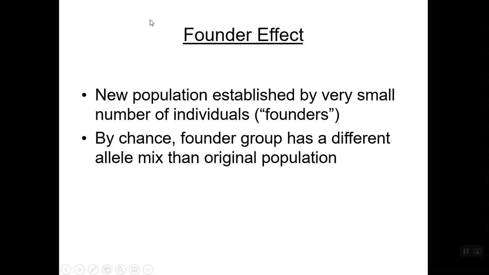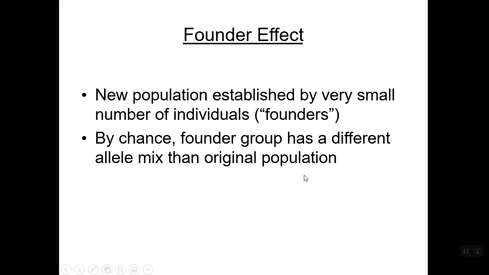All right, the other type of genetic drift that we can consider is known as the founder effect. This phenomenon happens when a new population is established by a very small number of individuals, which are known as the founders. That's why this is known as the founder effect. And by pure chance, the founder group may have a different allele mix or frequency than the original population.